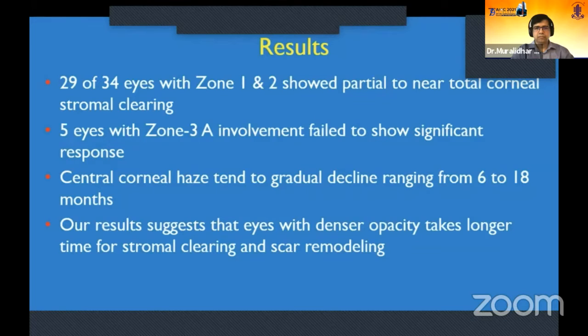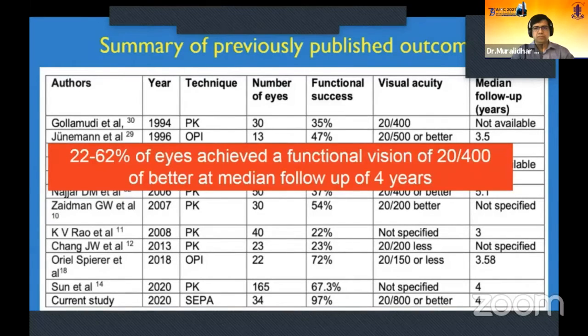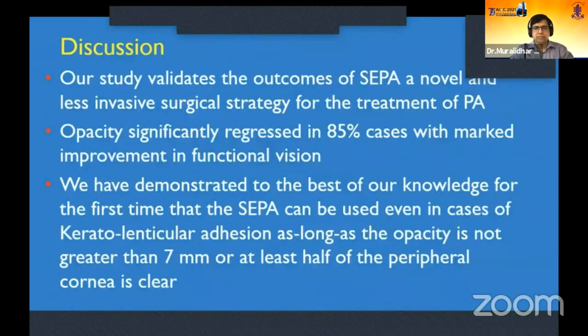The cornea tends to clear even beyond 12 months, so perhaps this may be related to the remodeling ability of the younger children. Over the last 3 decades, the literature, primarily focused on anatomical success, has shown a modest outcome, and only 20 to 60% of them achieved 20/400 or better vision at a median follow-up of 4 years. In the current study, most cases showed a significant improvement, and vision continued to improve over a period of time. Our study validates the long-term outcome of SEPA.